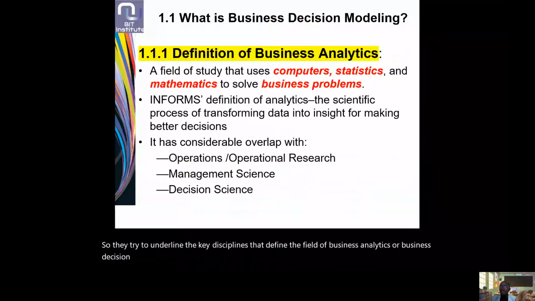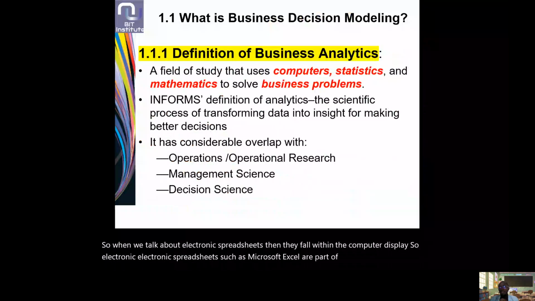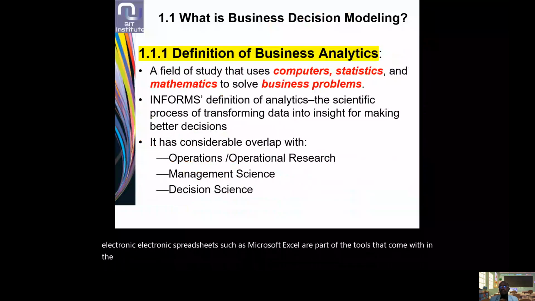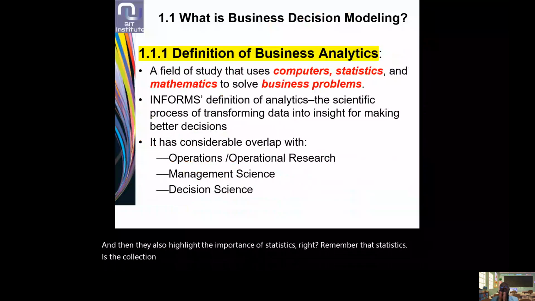So we have computers coming in to help in making sure that the modeling process and the decision-making process is efficient and effective. When we talk about electronic spreadsheets, they fall within the computer discipline. So electronic spreadsheets such as Microsoft Excel are part of the tools that come within the terminology of computers. And then they also highlight the importance of statistics, right? Remember that statistics is the collection, analysis, presentation, and interpretation of data.